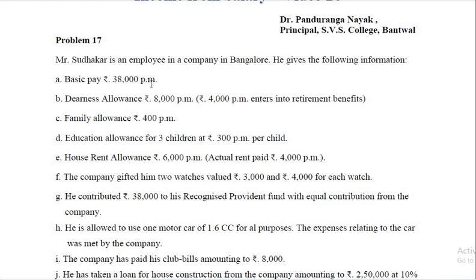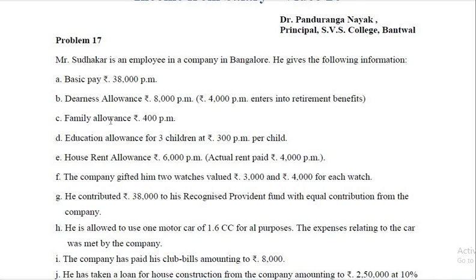Basic pay. This is taxable, so 38,000 into 12, you have to calculate like that. Dearness allowance, 8,000 into 12, it's fully taxable. Now you may wonder what is this 4,000 per month given within the bracket. This is for the purpose of calculating salary, for contribution to recognized provident fund, HRA, and such other items. We'll take this item later on.